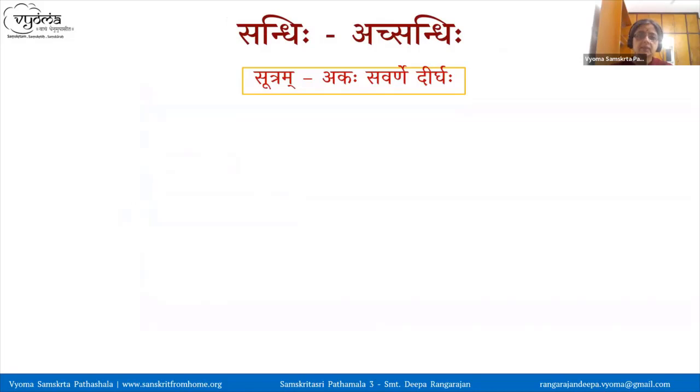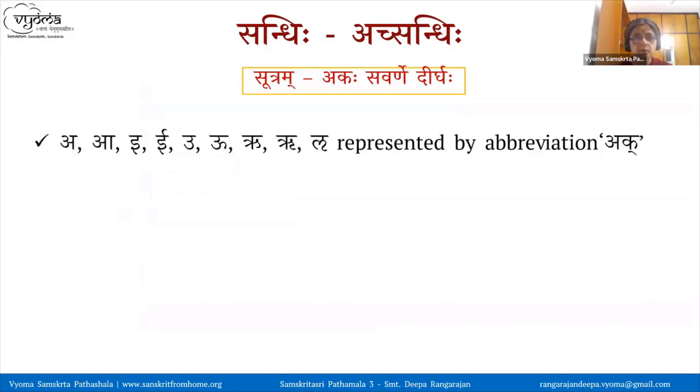So "akaha savarne dirghaha" is the sutram for the savarna dirgha sandhi. Let me make it very clear: you do not have to know or remember the sutra. If you understand the sutra, it is nice. Ak is the pratyahara for a, i, u, r, l. So akaha is the panchami of ak, as we saw in all the halanta shabdas, say marut, marutaha, like that: ak, akaha, panchami ekavachanam.